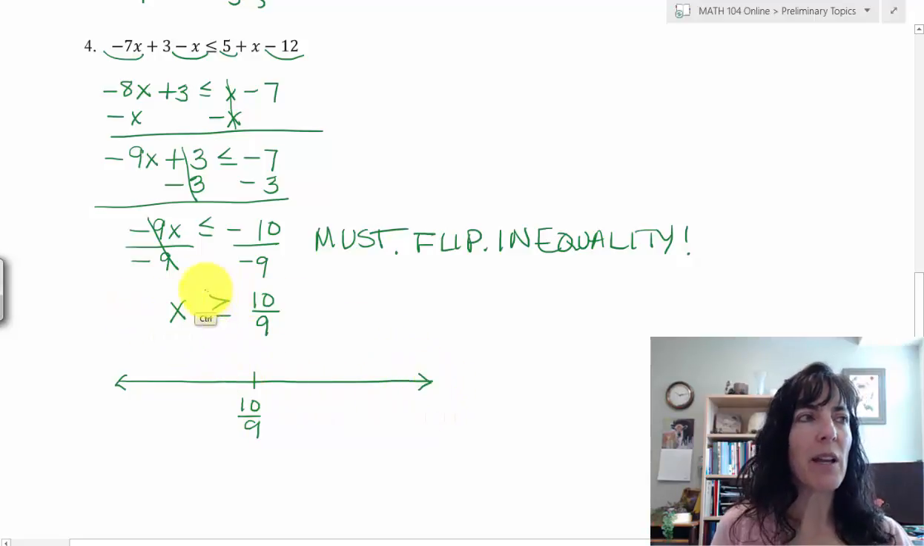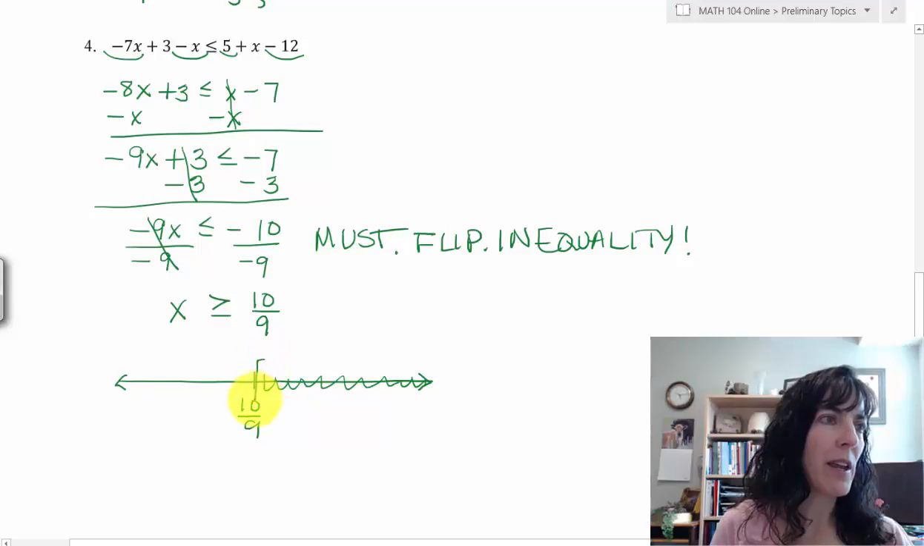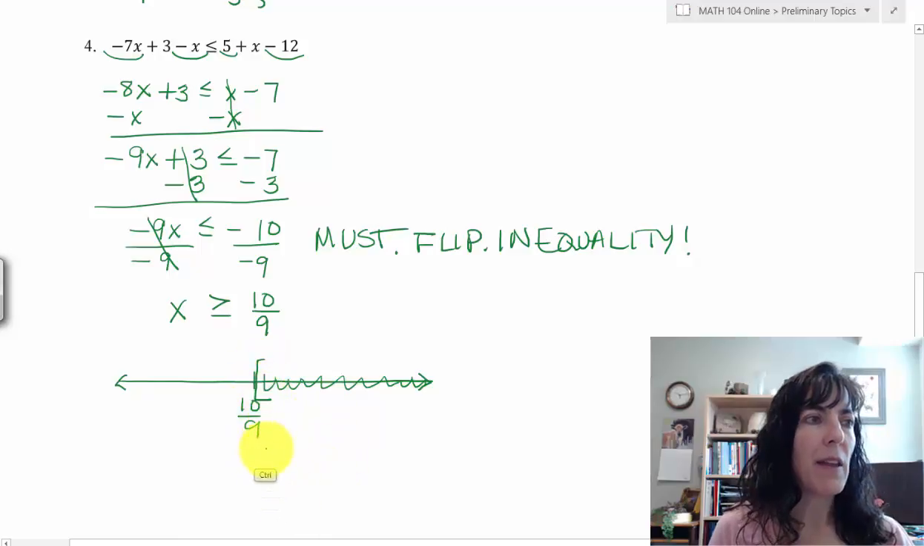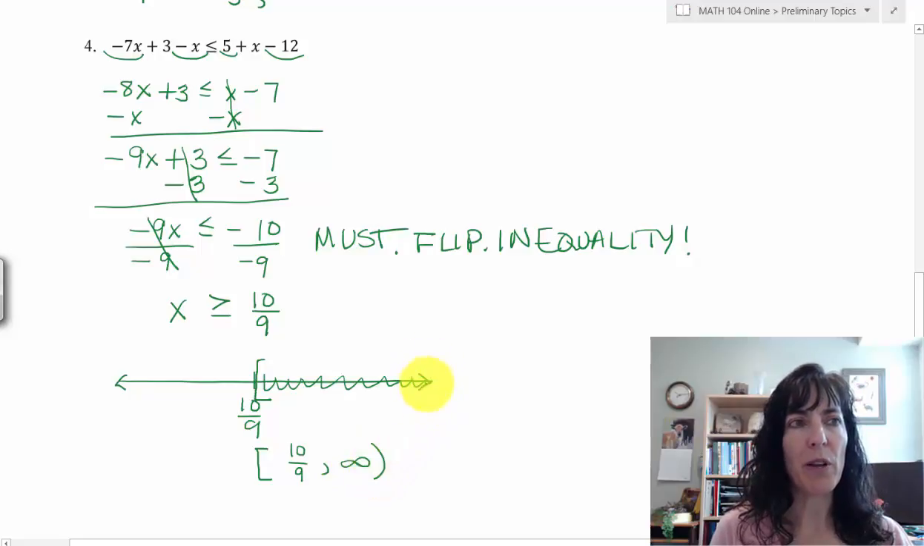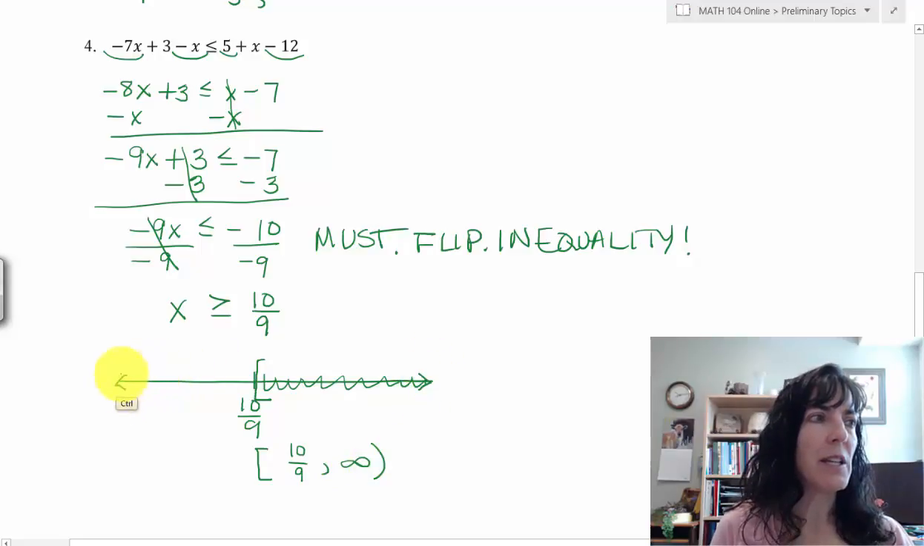Since I have x on my left, I can use that to help me figure out what direction to fill. So I'm filling this direction, and it's greater than or equal, so I do need the square bracket right there at the 10/9. And then I can write my interval notation very quickly. 10/9 with a square bracket all the way to infinity with a parenthesis. Remember, up here it's positive infinity, down here is negative infinity.